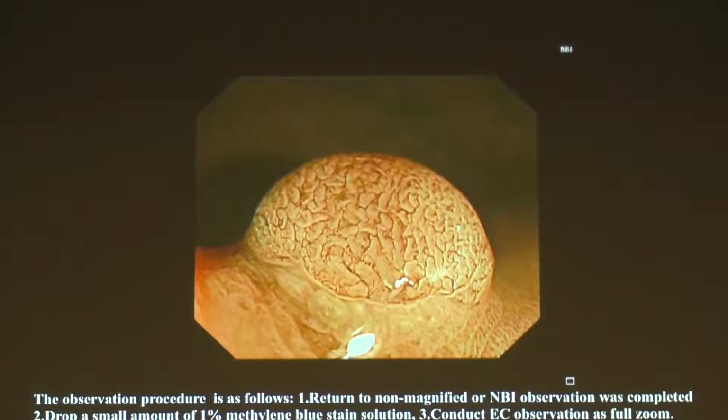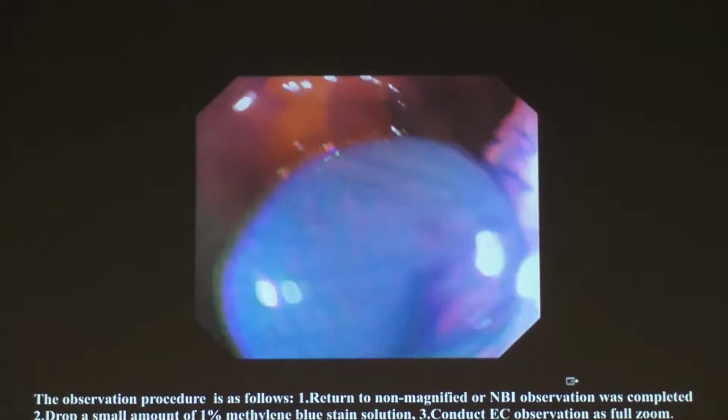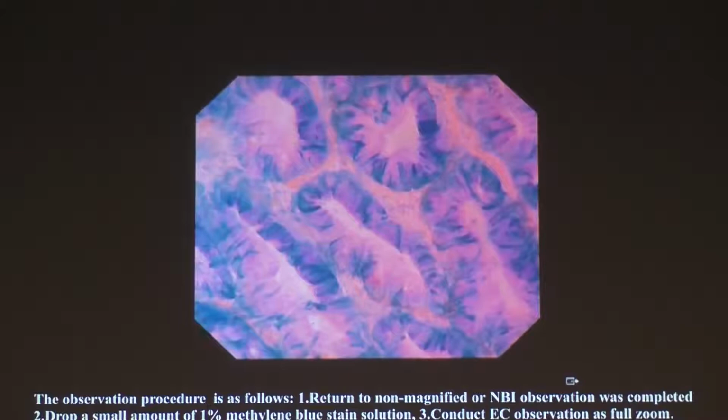Next, the observation procedure is as follows. First, return to non-magnified observation once the observation is completed. Second, spray a small amount of 1% methylene blue stain solution and conduct endocytoscopic observation at full zoom.